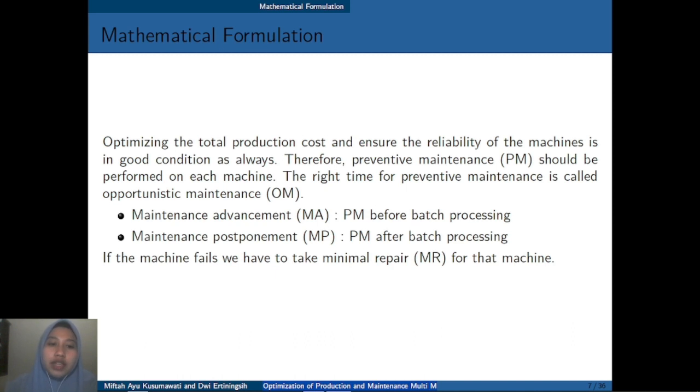The first is maintenance advancement. It is PM before batch processing. The second is maintenance postponement. It is PM after batch processing. If the machine fails, we have to take minimal repair for that machine.